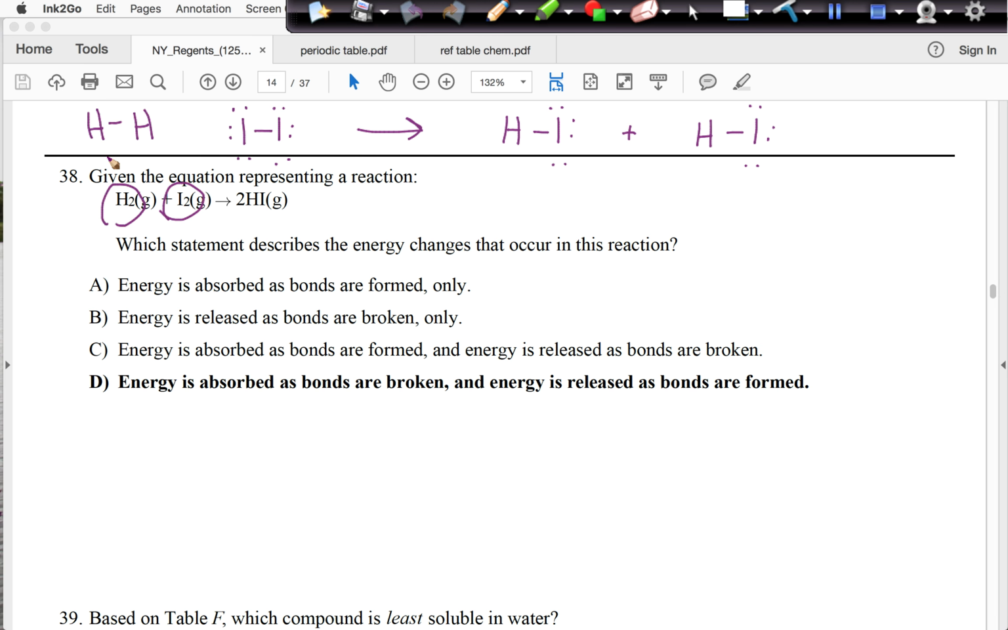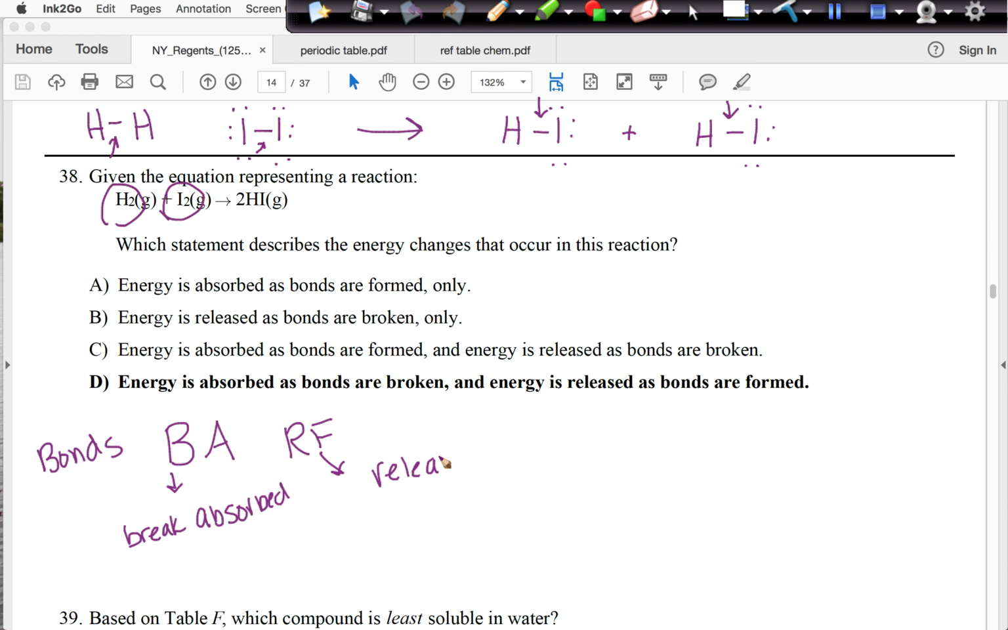So we are breaking the reactant bonds and we are making the bonds in the products. We have an acronym that we can use, and it's called BONDS, BARF. When we break a bond, energy is absorbed. We release energy when a bond is formed. So energy is absorbed as bonds are broken, released as bonds are formed, because we're breaking the bonds in the reactants and making the bonds in the products.